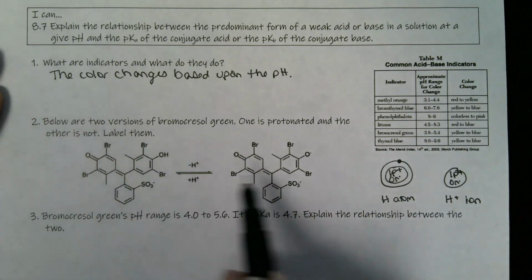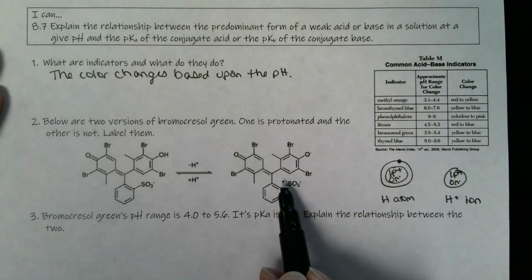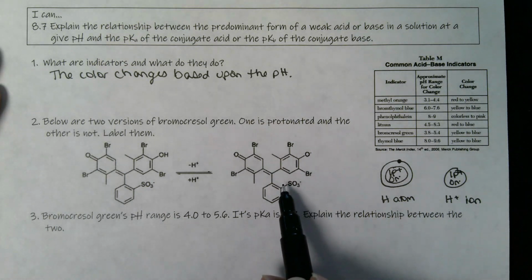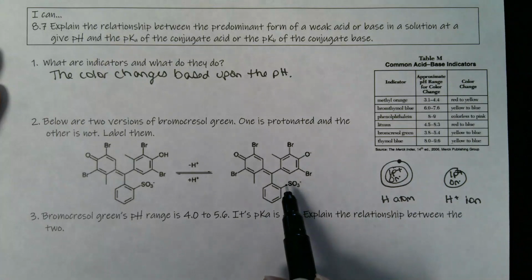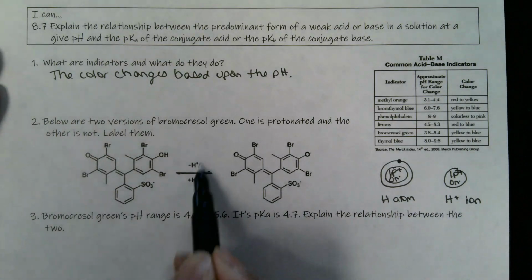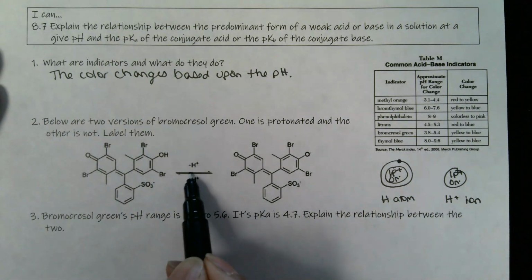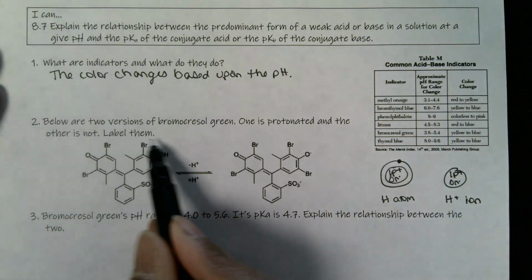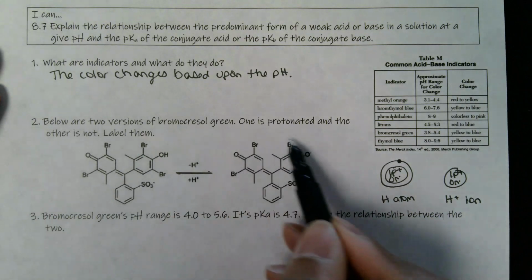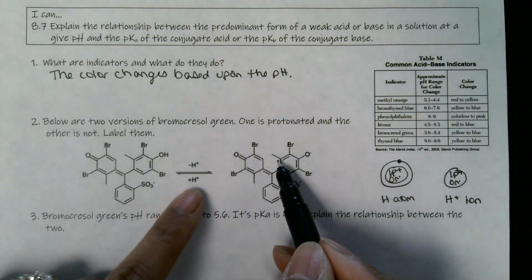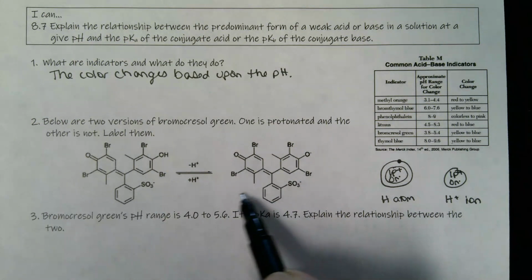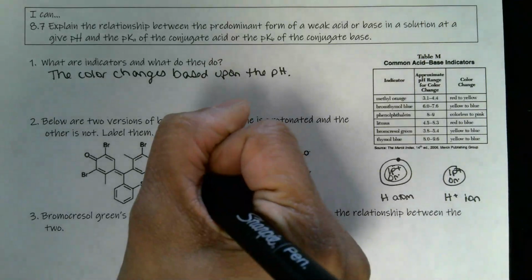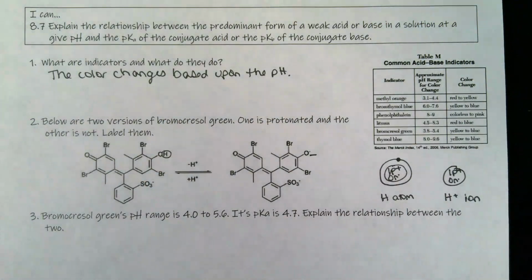So here we have two versions of bromocresol green. One is protonated and the other is not. You're going to try to find which one has that extra hydrogen and which one does not. We can take a look at the arrows. We have a minus H plus going in the right direction, meaning this one lost a hydrogen ion to become this one. In the reverse direction, this one gained a hydrogen ion to become this version. So the hydrogen ion is going to be right here, versus this one doesn't have that in that spot.